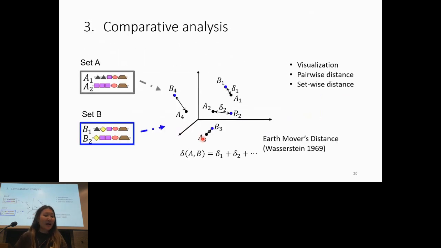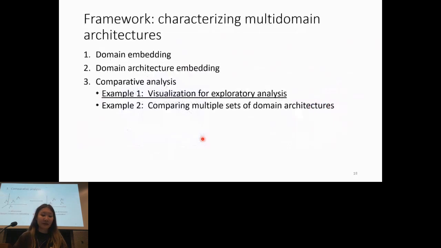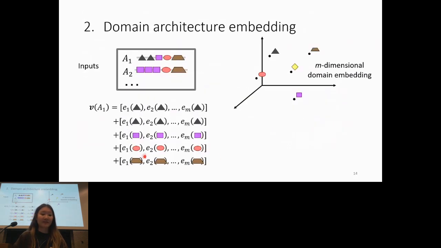Here, I am not actually considering order in constructing domain architecture embeddings because I'm summing them. So a permutation of this domain architecture will have the same domain architecture embedding. I am working on seeing whether you could have different embeddings for a permutation of this domain architecture, and how that affects how they are placed in this multidimensional space.